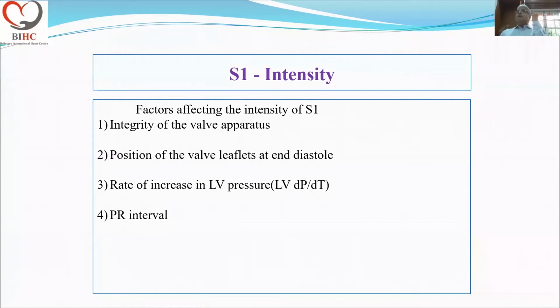Think of a weak arm closing it. Think of a squeaky old door closing it. You will get a dull sound. Extend this simile to the mitral valve and you would appreciate what's happening. The integrity of the valve apparatus, meaning a calcific or fibrous valve versus a normal young pliable valve. The normal young pliable valve will produce a loud first sound, whereas an old creaky valve will produce a dull first sound.